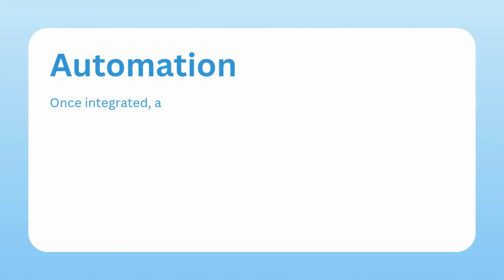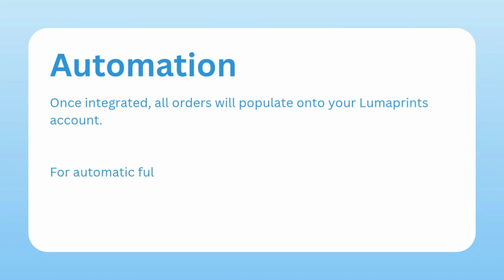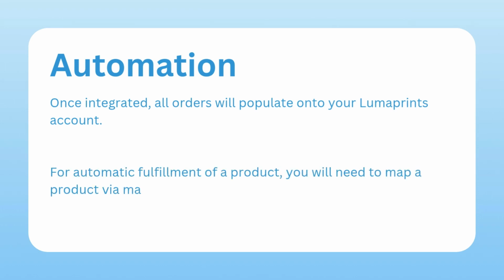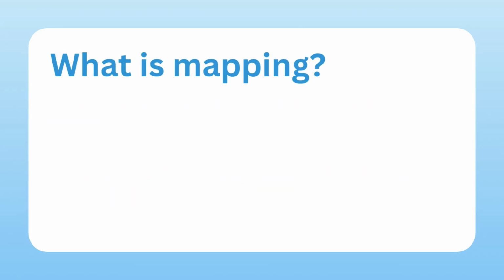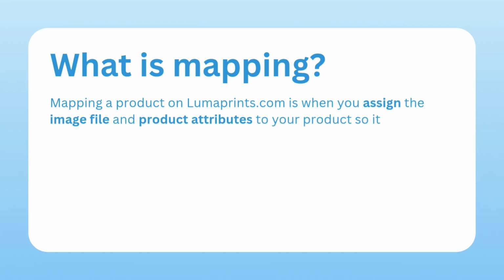Once you're integrated with Lumaprints, then all orders will begin to populate onto Lumaprints. For automatic fulfillment of the product, you will need to map the product either through manual order or through bulk mapping. What is mapping? Mapping a product on Lumaprints is when you assign the image file, product type, size, and other factors to your product so it can be fulfilled automatically with Lumaprints.